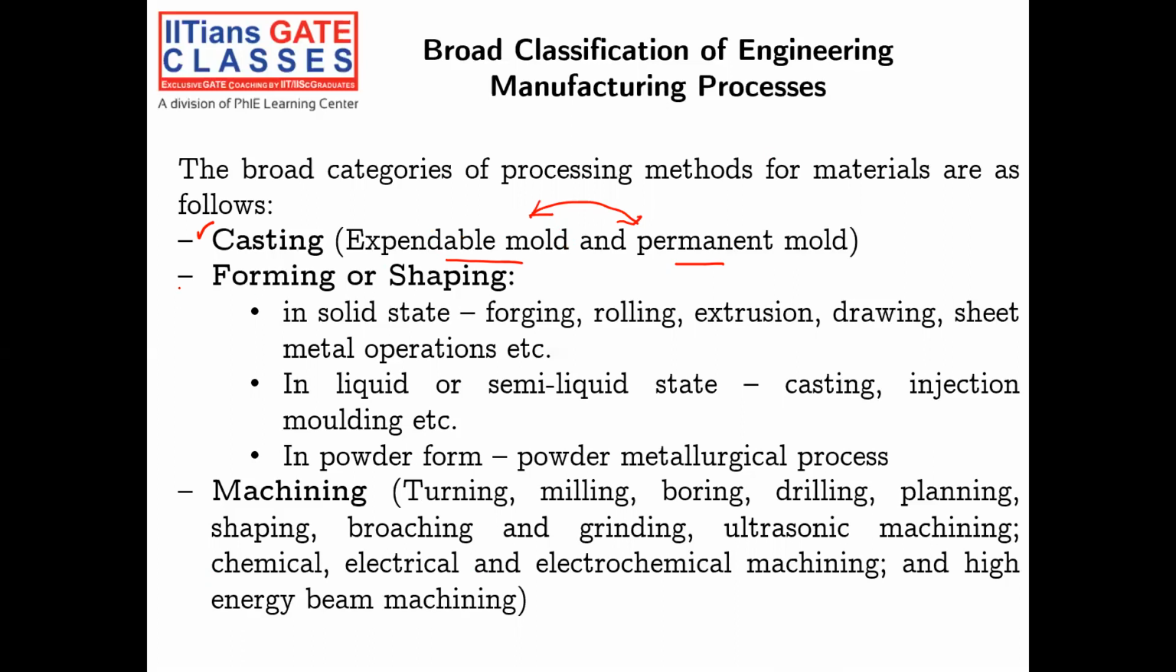Then the next procedure or category is forming or shaping. In forming, again we can classify: if your raw material is in solid state and you are using forming and shaping, then the processes are known as forging, rolling, extrusion, drawing, sheet metal operations, etc. All these are there in our GATE syllabus, and we are going to discuss these things in detail.